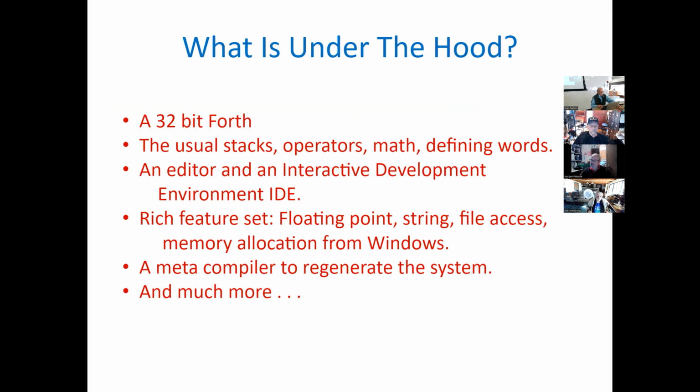So what do we have under the hood? What's there? Well, the first thing, it's a 32-bit Forth. The integer values on stacks are all 4 byte, 32 bits. There are double number and triple number support. So you can go doubles, and even there are a limited selection of triple numbers, 96-bit integer math. We have all the usual stack operators, math, defining words. I'll skip over that.